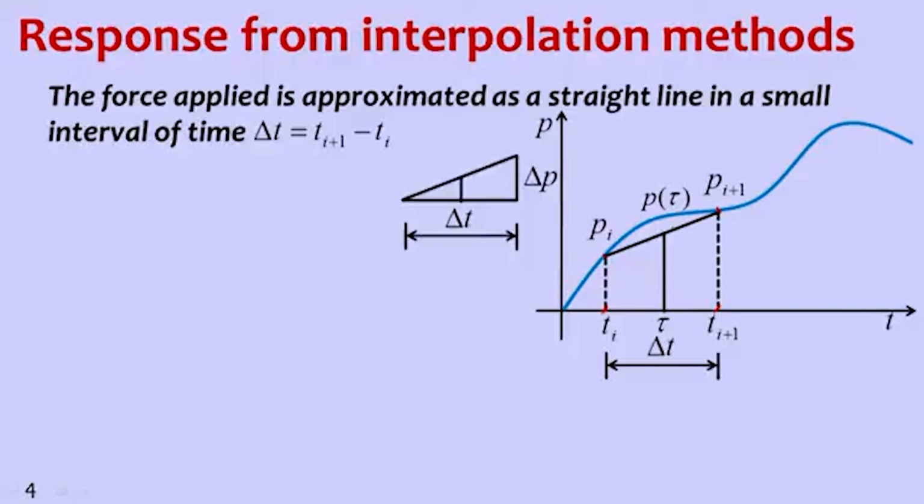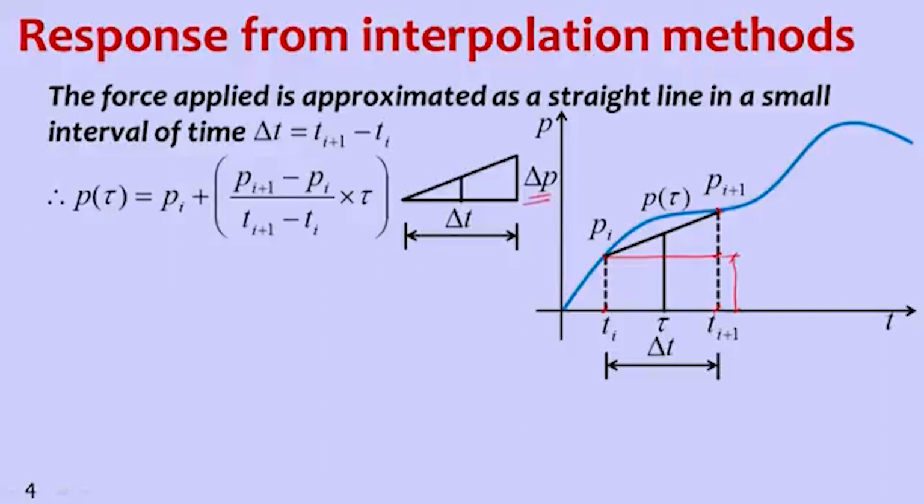As you can see, delta t is drawn separately here, and this is delta p. So delta p is nothing but p i plus 1 minus p i. So p i is this much quantity, and then p i plus 1 is the full quantity. So we want this, that is delta p, and this is delta t. Now how do we get p at any time instant in between t i and t i plus 1?